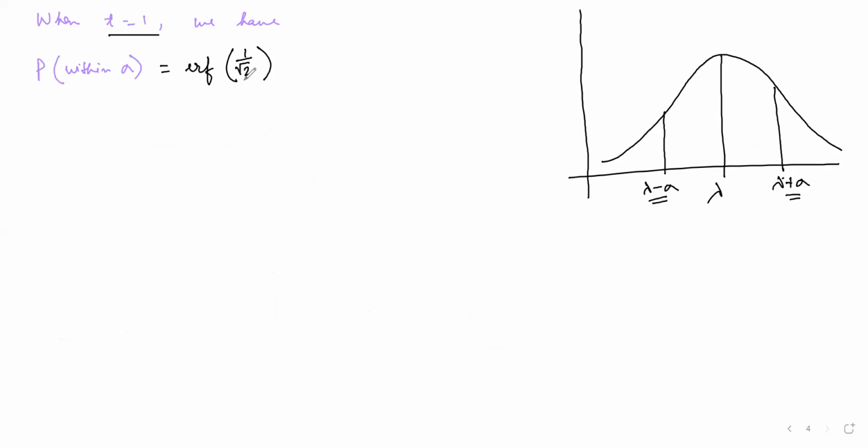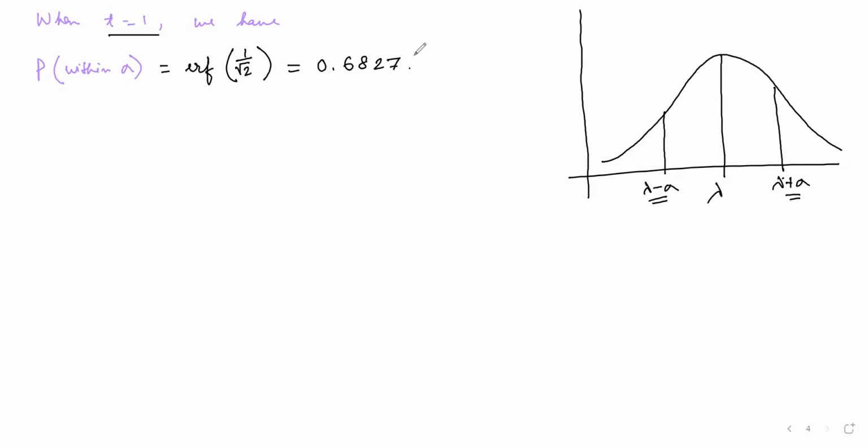If we look at the integration table for the error function, the value of this function when x is equal to 1 by root 2 turns out to be 0.6827. What does it mean? It means that nearly 68% of the measurements lie within one standard deviation of the true value of measurement. So 1 sigma corresponds to 68%. It actually comes out from this.